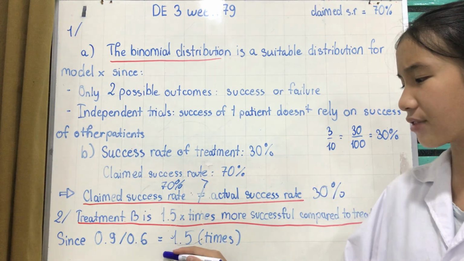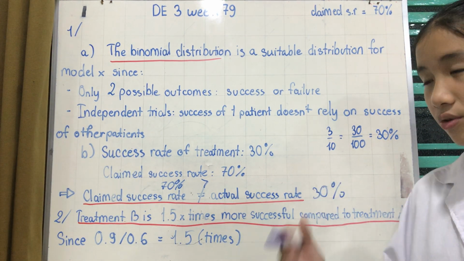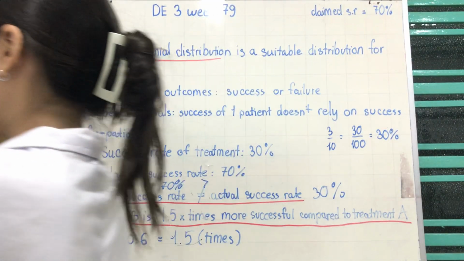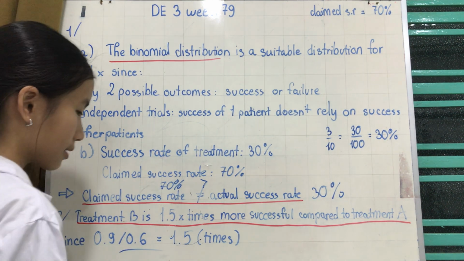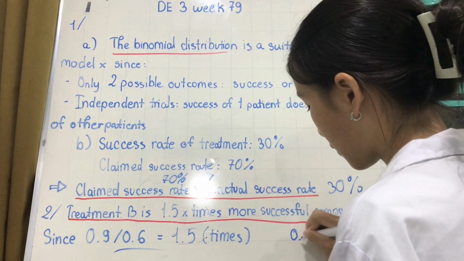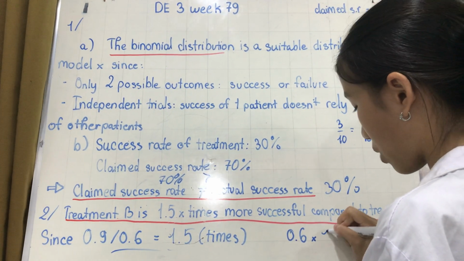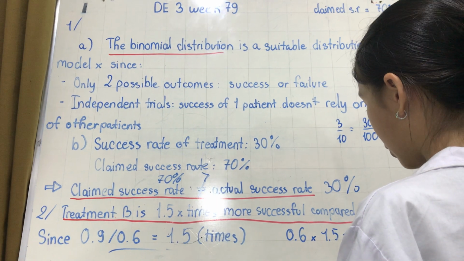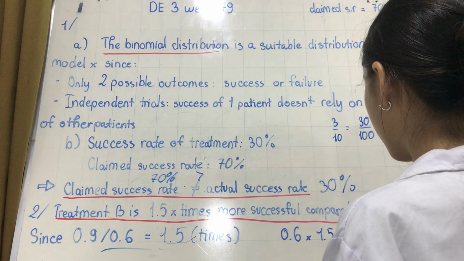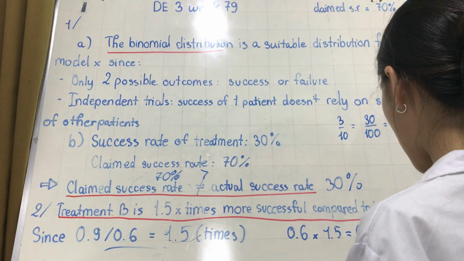Now, we have this conclusion. How can we check for reasonableness that we are correct? Now, I will show you how. Firstly, we can take 0.6, and then multiply it by the result, which is 1.5, and it will surely come out to 0.9, which otherwise is 90%.